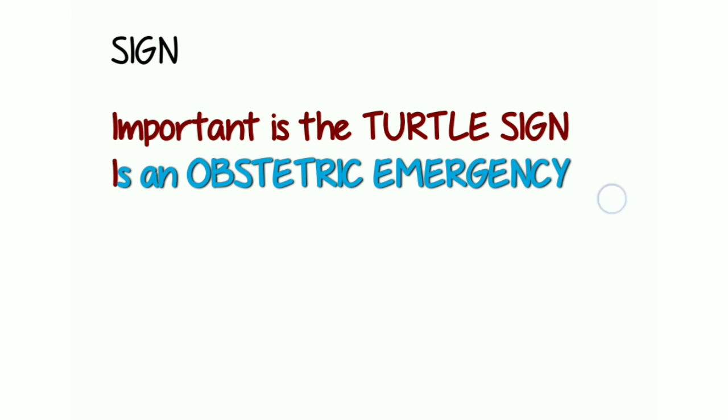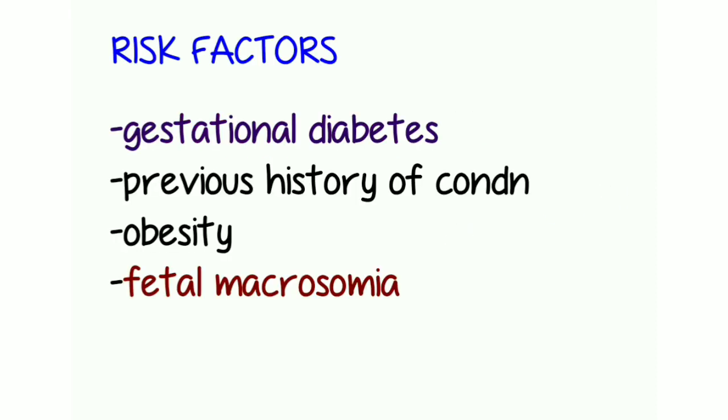So what are some of the risk factors for shoulder dystocia? One, gestational diabetes. Then previous history of this condition. If someone is maybe gravida two, and in the first pregnancy they had shoulder dystocia, that is also a risk factor. And then we have obesity. Be sure to calculate the patient's BMI so that you are very sure whether they are obese or not, because obesity is a risk factor. Then we have fetal macrosomia.